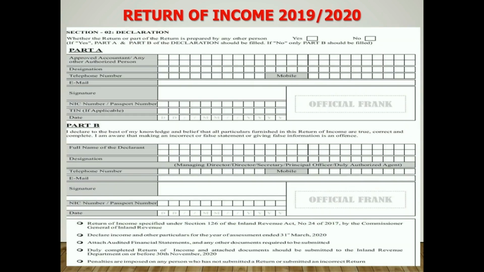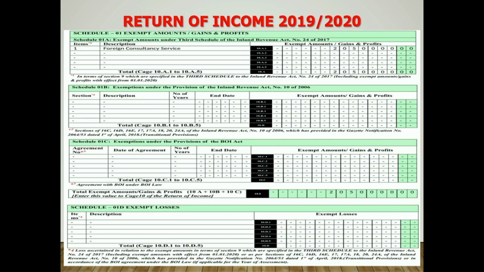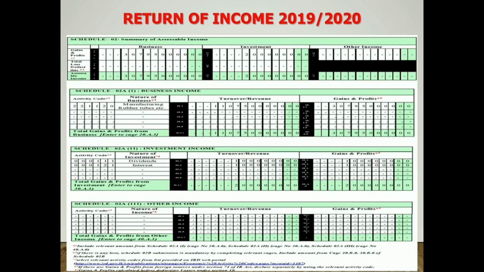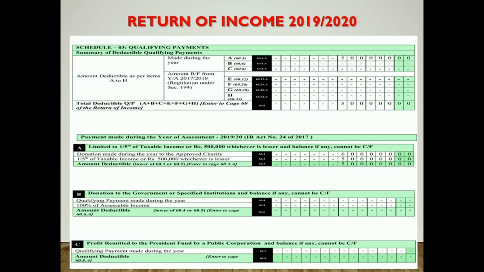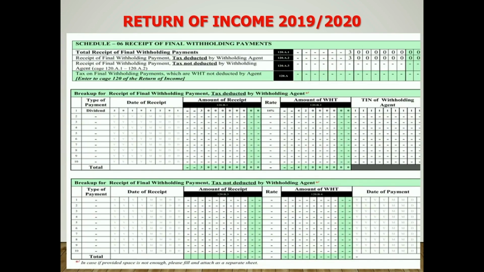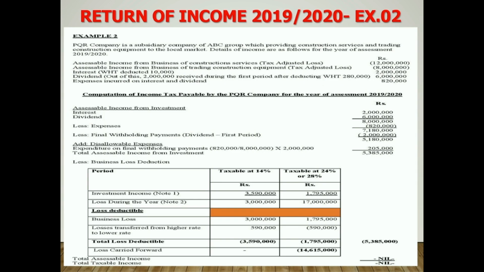So in the first example, we have calculated the taxable income and income tax payable amount, and then all the details we have entered in the relevant forms of the Commissioner General. Now we'll see another example, and from this example I can show you how you can calculate the tax payable in a loss situation and how you can fill the return with such losses.